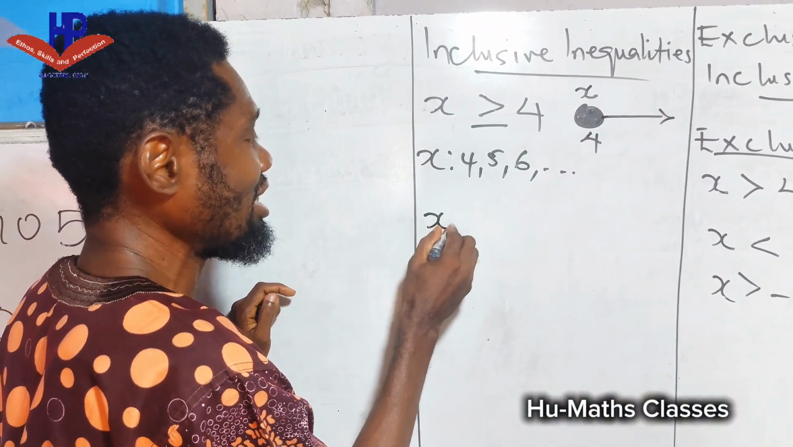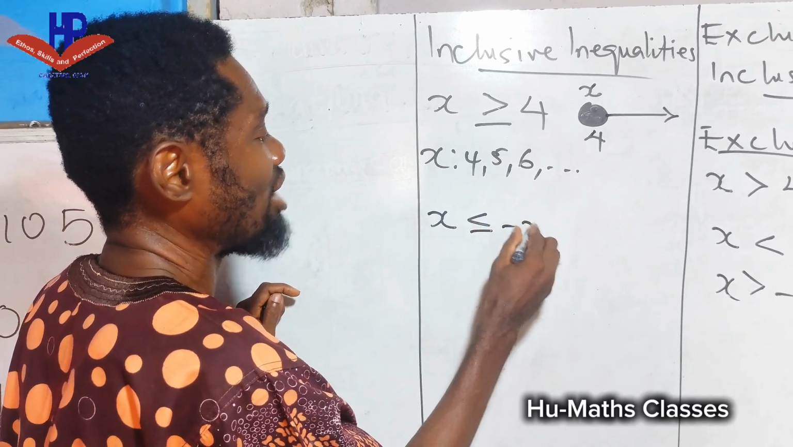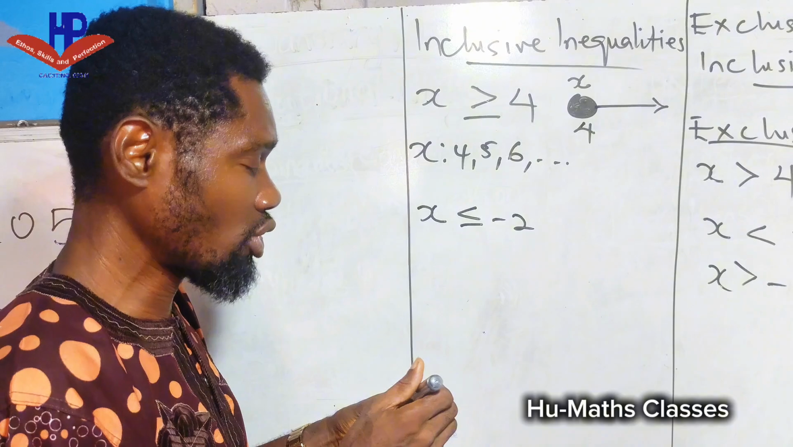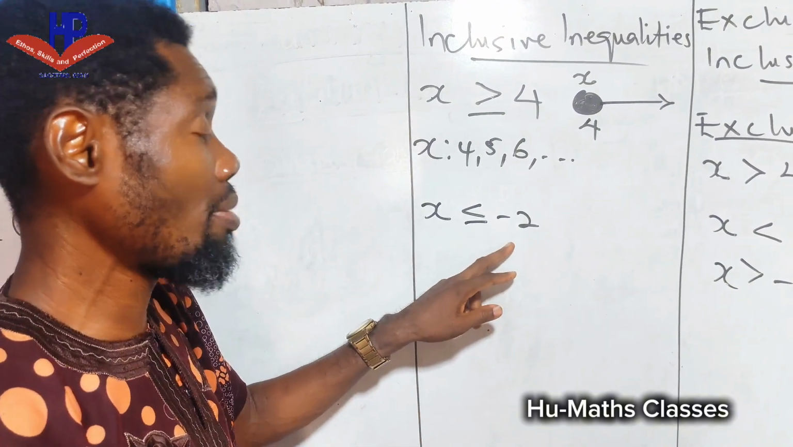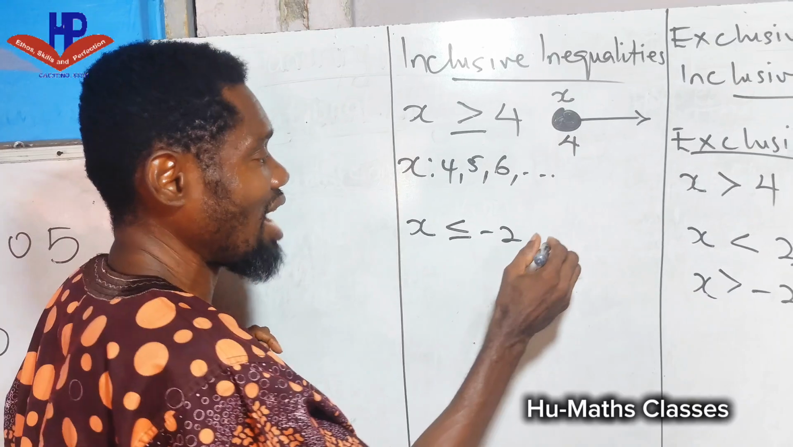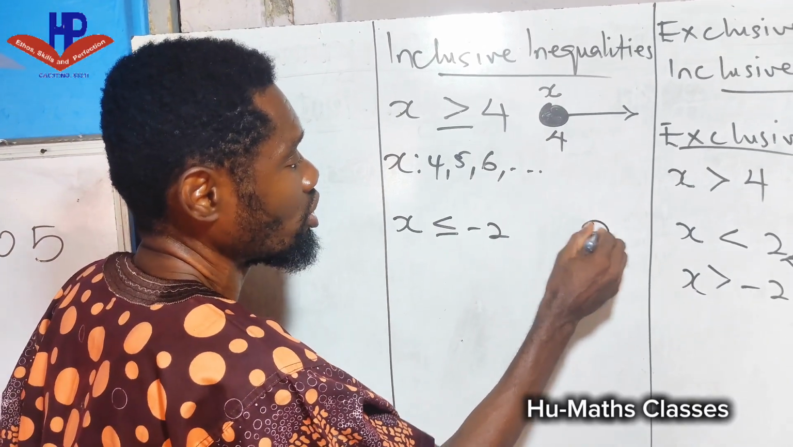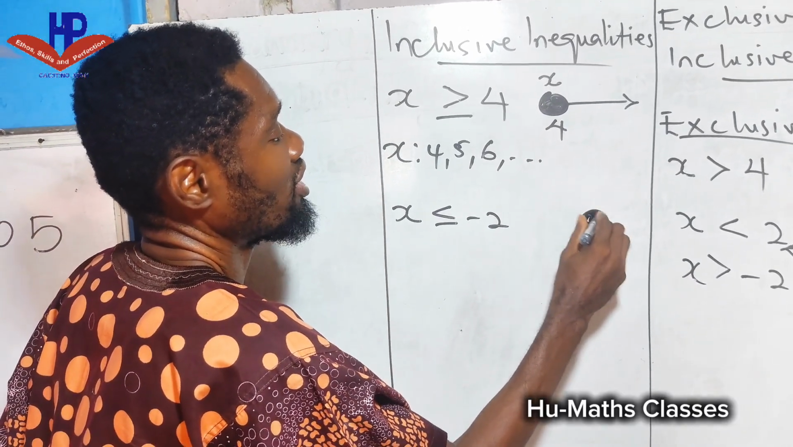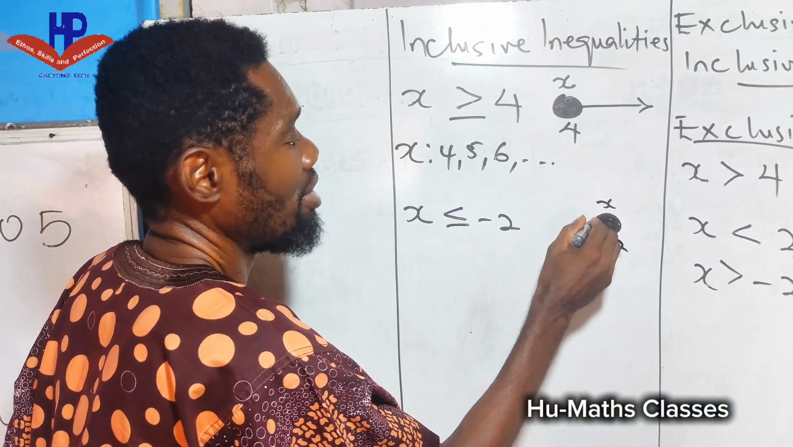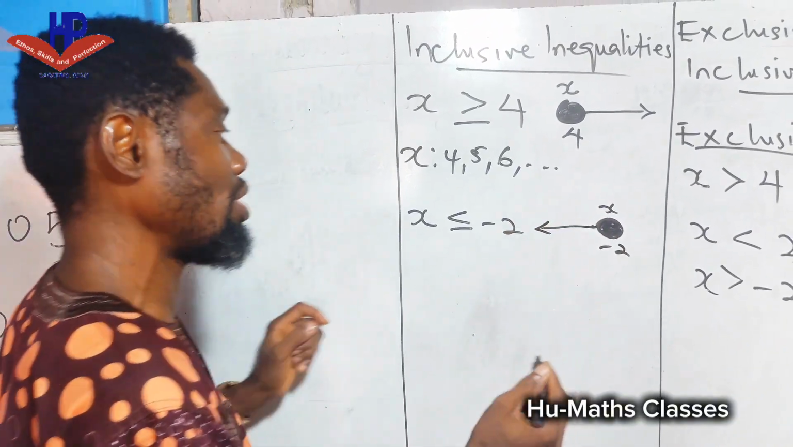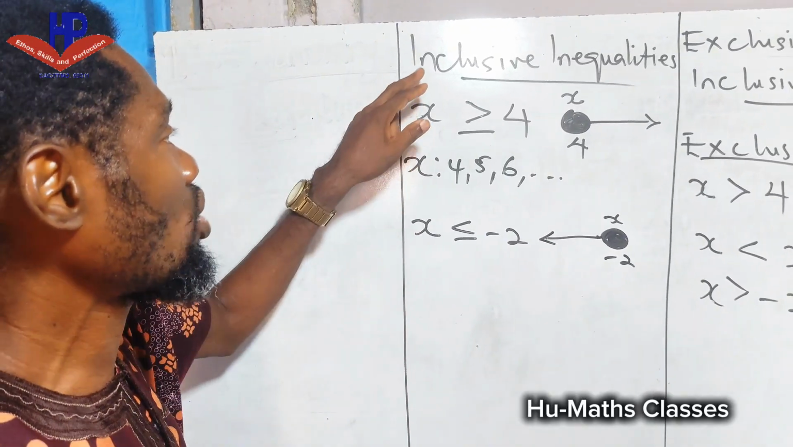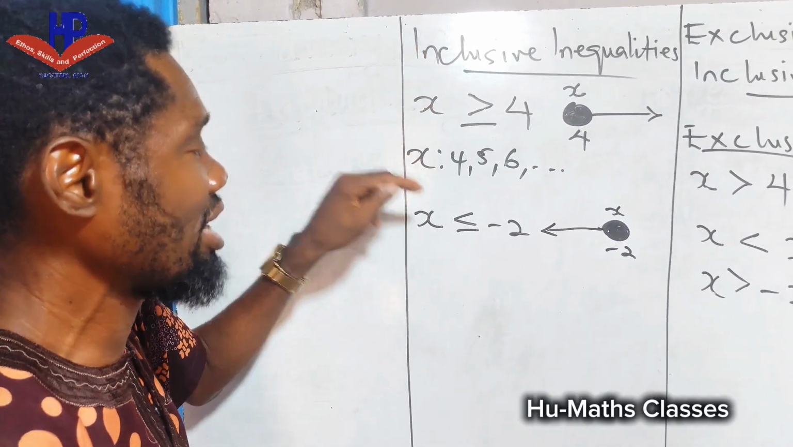Now when you have x is less than or equal to minus 2, it shows that minus 2 is a member of the set of x. So in that case, the line will also be closed. Write your minus 2, write your x, and bring back the arrow because less than is always coming back, like I said in the previous class. So these are what we refer to as the inclusive inequality.